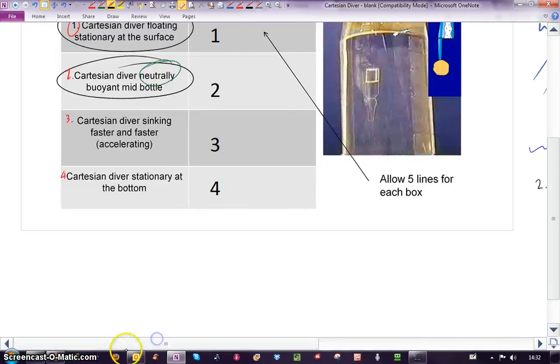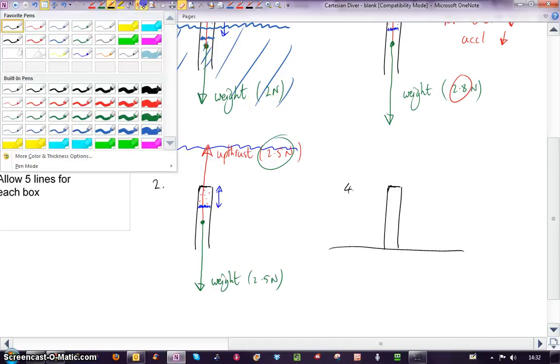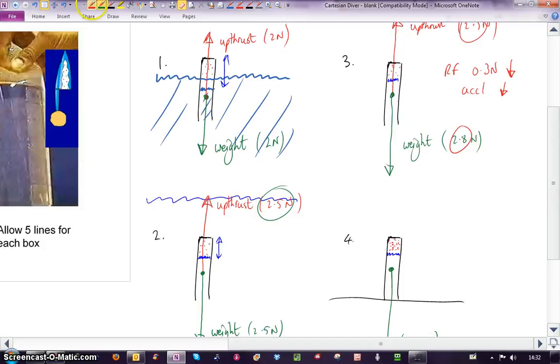The fourth force diagram is the hardest. Cartesian diver stationary at the bottom. So I'm just going to draw the bottom of my container and get in my colors. If it's stationary at the bottom, then there's no resultant force, so the forces must be balanced. That weight of 2.8 newtons is still going to be there, 2.8 newtons. I should put that in brackets, label this one weight. And the upthrust is still 2.5 newtons.